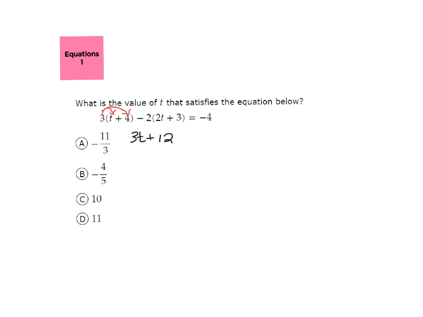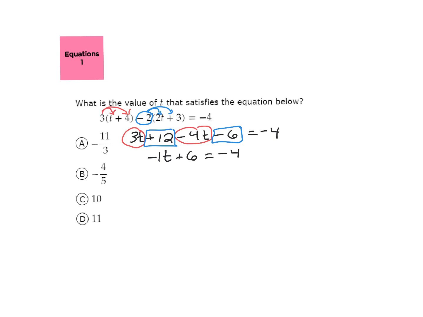You're going to share your -2 with everybody inside. Don't forget to grab the sign. So you'll have minus 4t minus 6 equals -4. Now you'll look at your like terms. So 3t minus 4t would give you -1t, and your 12 minus 6 would give you 6.